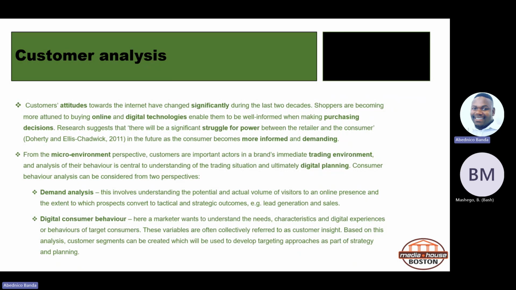What kind of content do they post? At what time are they always online? From which devices are they getting online? Are they using their smartphones? Are they using their computers?